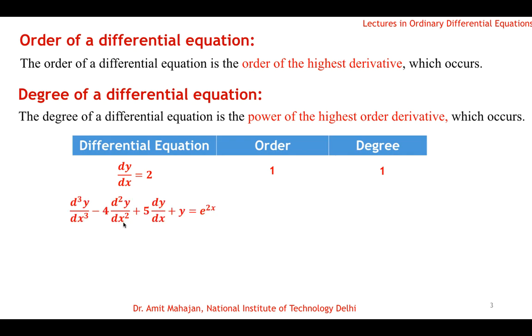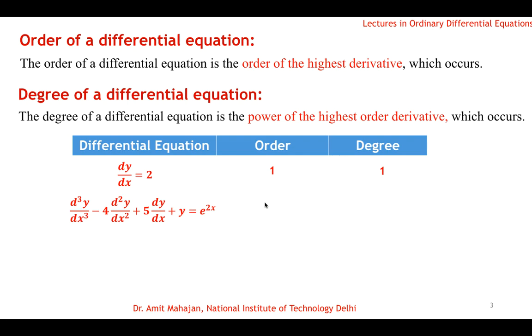So I take another example, d3y by dx cube minus 4 d2y by dx square plus 5 dy by dx plus y is equal to e power 2x. So it's a differential equation which is ordinary, y is the dependent variable, x is the independent variable. Now we have to find where is the highest derivative term. This is an exponential function in the independent variable. This is the dependent variable y, the first derivative term here, the second derivative term here, the third derivative term here. So highest derivative is this third derivative d3y by dx cube. So it immediately tells us that the order of this differential equation is 3.